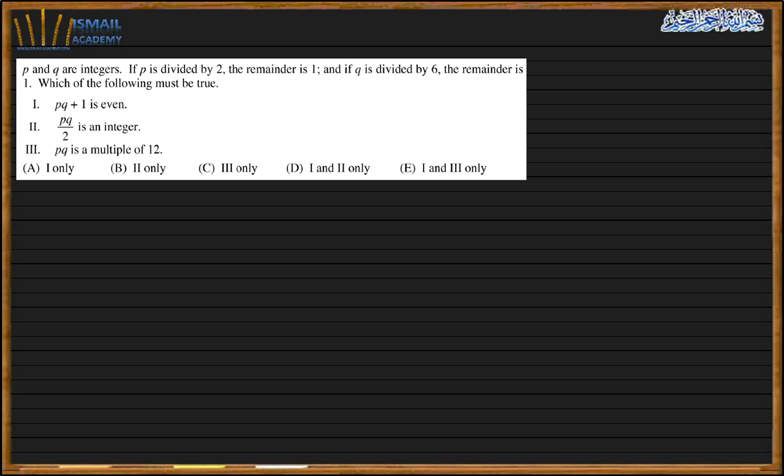The remainder is 1. All right, so this concept, the Euclidean division: dividend equals the quotient times the divisor plus the remainder. p is the dividend, 2 is the divisor, so it's going to be 2 times the quotient plus 1. And if q divided by 6, this means q equals 6 q1 plus 1, the remainder is 1. Which of the following must be true?